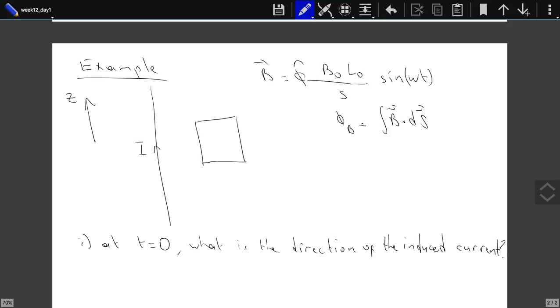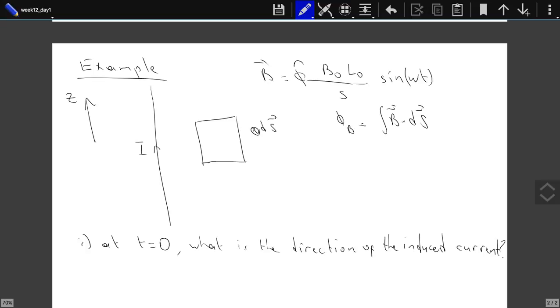Okay, to answer that question, first you need to choose a direction of ds. It's arbitrary, just choose whichever one you like. So which direction do you choose for your ds for our rectangle? Into the screen, okay. So is phi b positive or negative? It's positive.